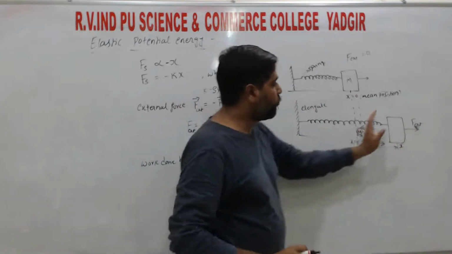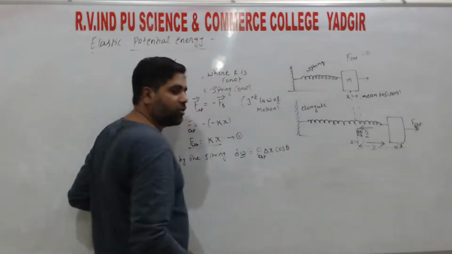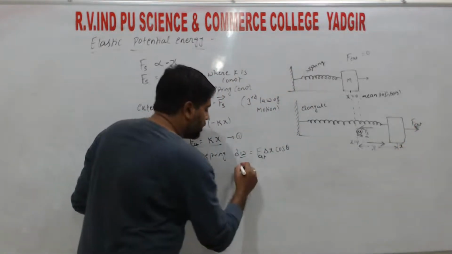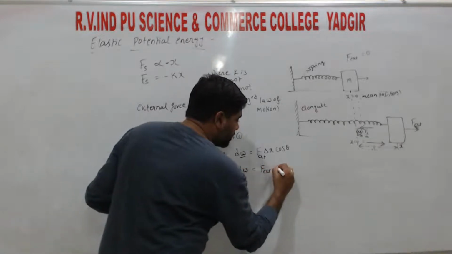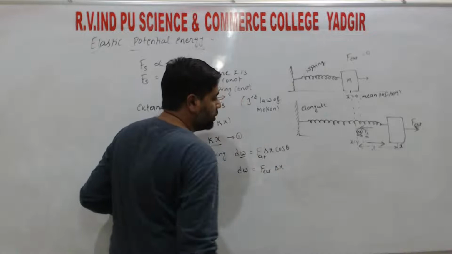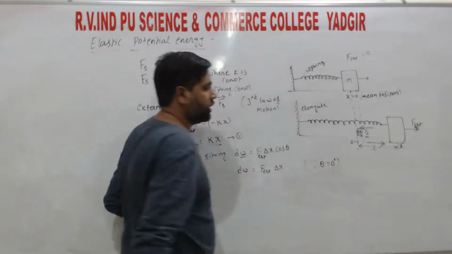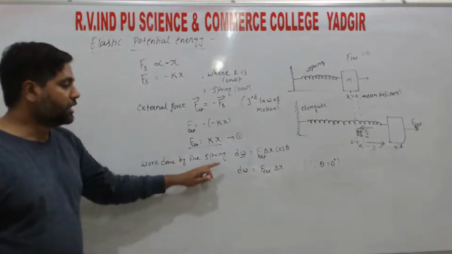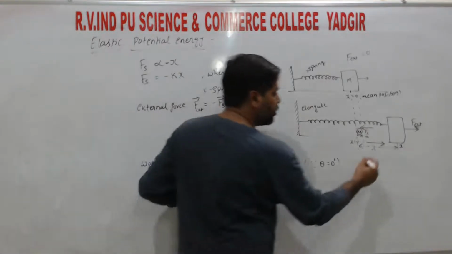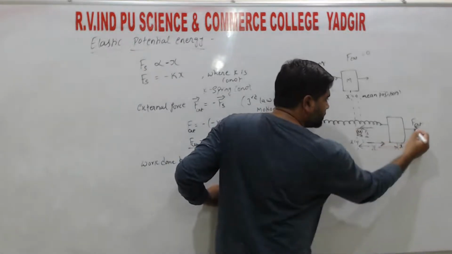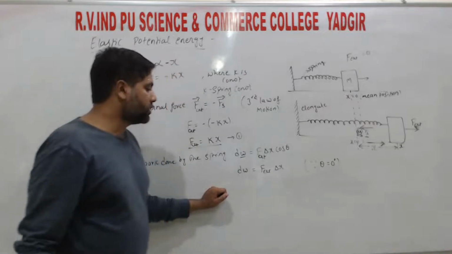So the applied force and the displacement are both in the same direction, so what does the theta value become? It becomes 0, right? So dW is equal to F external into delta x, because theta is equal to 0 degrees. External force and displacement are both in the same direction, right? So here we can observe this is the displacement x and F external. Both are in the same direction, right?